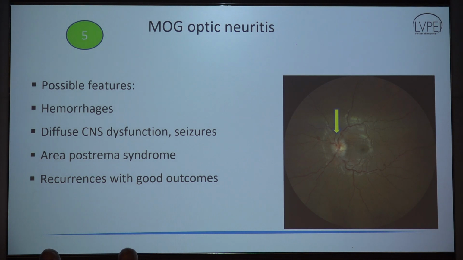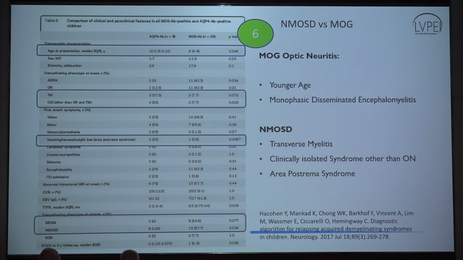We know with MOG optic neuritis, there are certain features which go clinically to tell us that this could be MOG associated optic neuritis. For example, hemorrhages around the optic disc, which are otherwise atypical feature for MS, associated CNS dysfunction, presentation with seizures, confusion, confabulations, area postrema syndrome, prolonged hiccups, vomitings, and they do tend to have recurrences with good outcomes. And even on MRI, we can see larger lesions in patients with MOG optic neuritis, like EDEM-like picture.